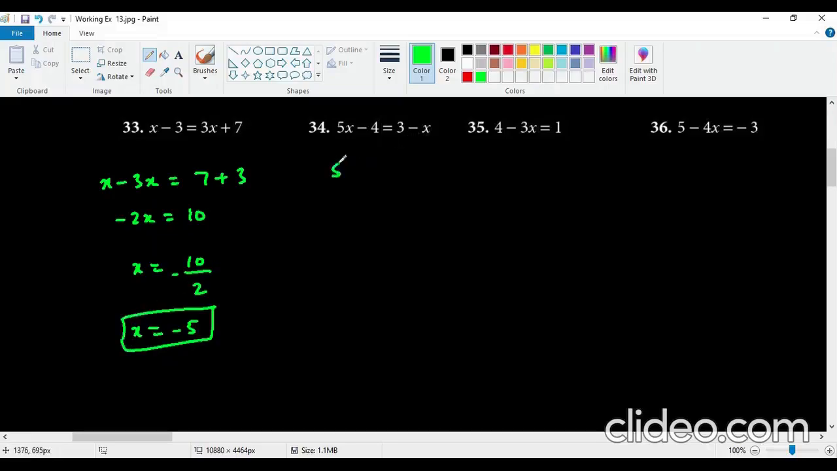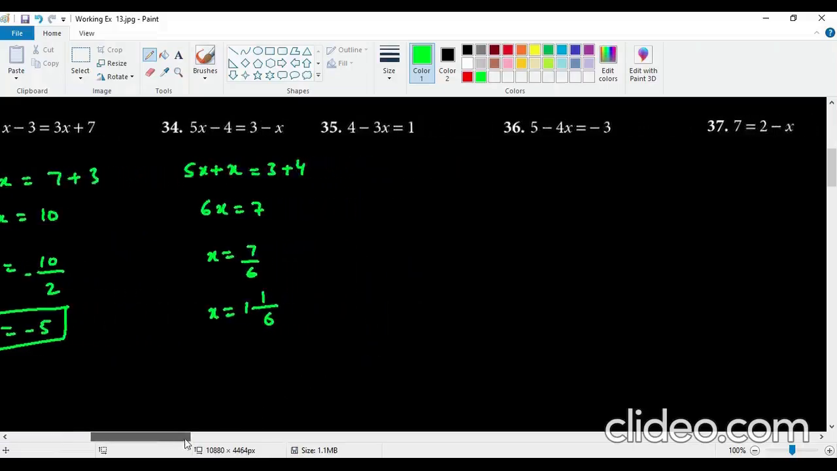In here, 5x plus x, this minus x will go the other side and becomes a plus x, equals 3 minus 4 becomes a plus 4. So I will write as a 3 plus 4, and here it is 6x equals 7. So x is equals to 7 over 6 as an answer. Or if you want to change this to a mixed fraction, 6 times 1 is a 6, 1 is a remainder. This is going to be your final answer for this question.